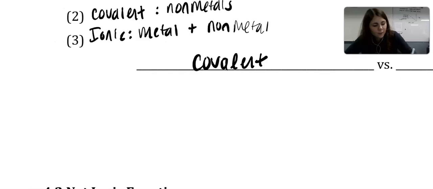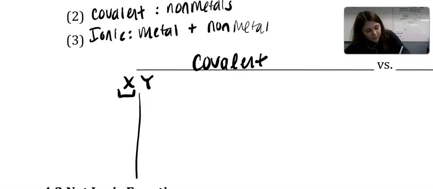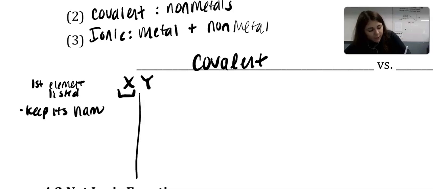before we start writing. If I have the notation X and Y, here when we do covalent naming, we're looking at two elements, but again, those subscripts, however we made it, like CO2, for example. So here, the first element listed is actually going to keep its name. Again, we are talking about covalent, so these are nonmetals only. So if your first one listed is carbon, you're going to leave it exactly as carbon.